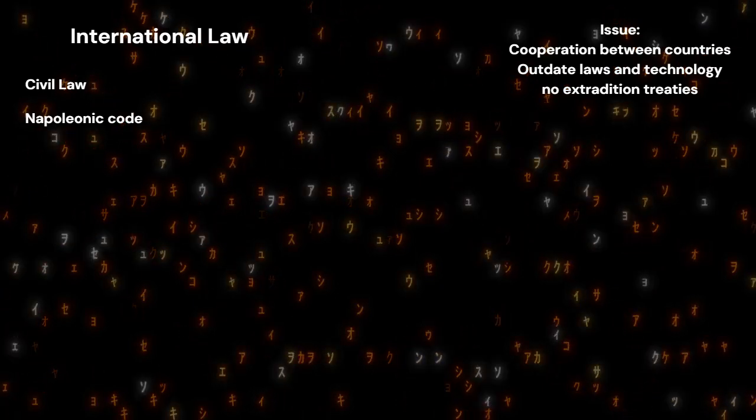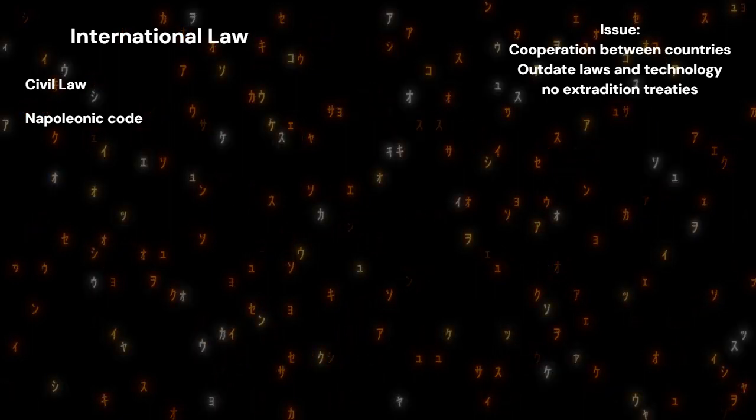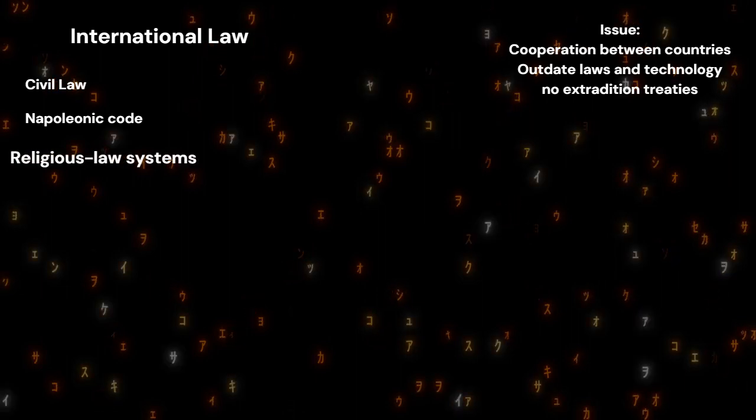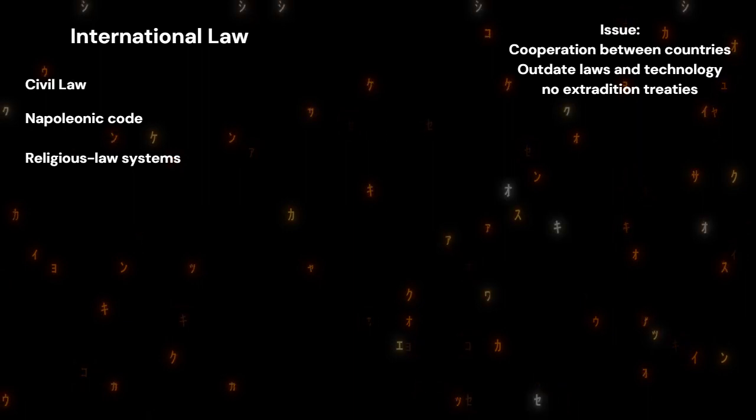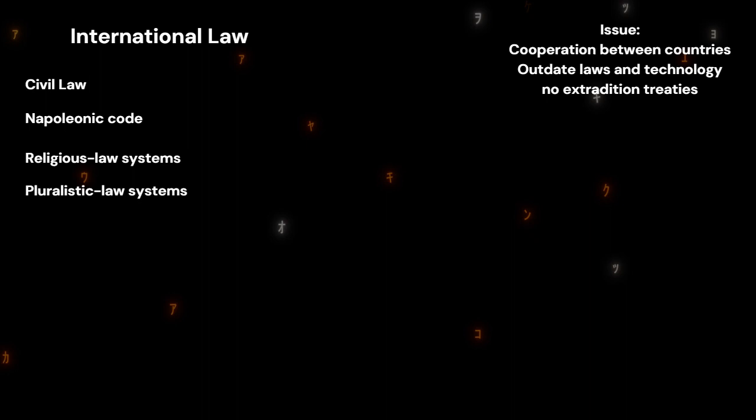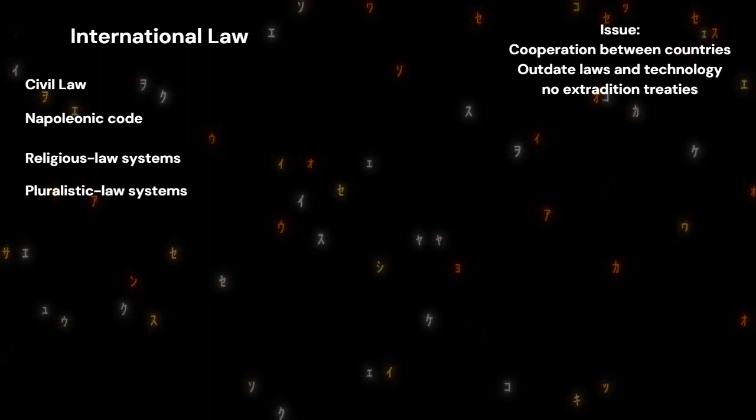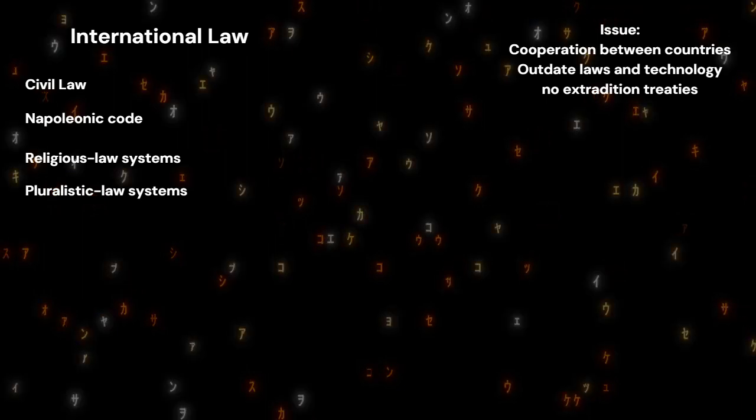In this system, laws are developed by legislative bodies and interpreted by the courts, but there is often no formal concept of legal precedent. Religious law systems, such as Sharia in Islam, Halakha in Judaism, and canon law in Christianity, are derived from religious beliefs and values. Finally, pluralistic law systems are combinations of various legal systems, such as civil and common law, civil and religious law, and common and religious law.